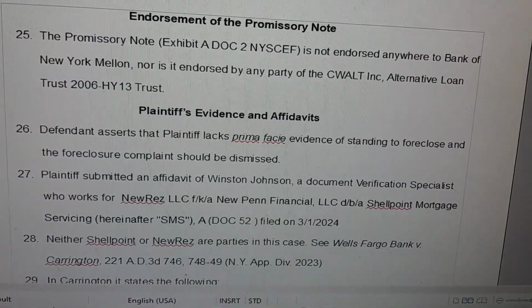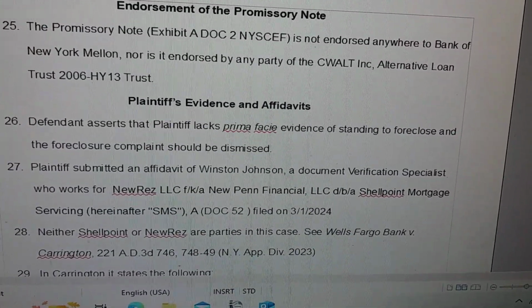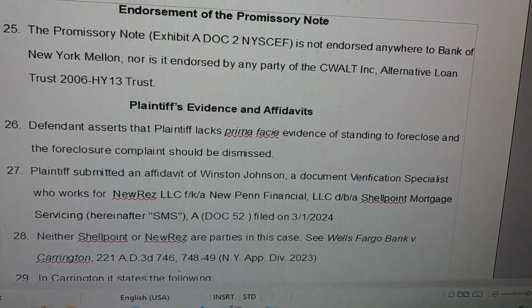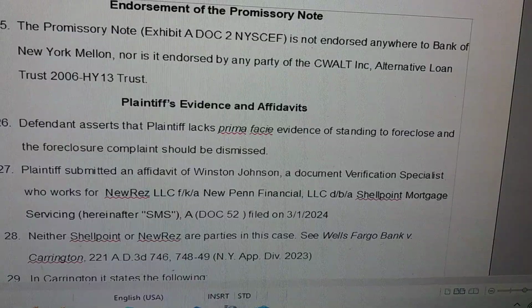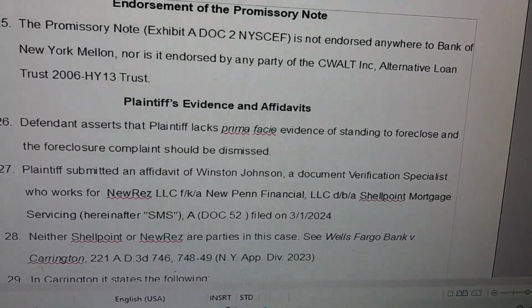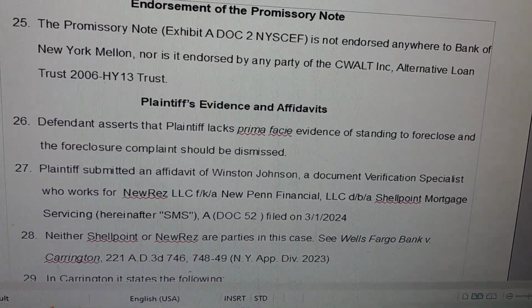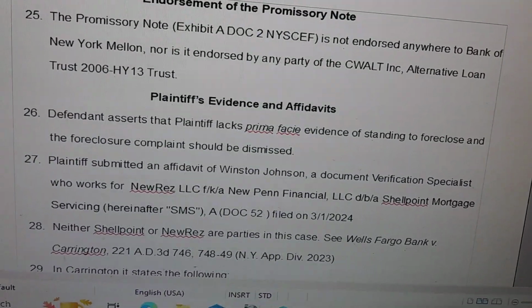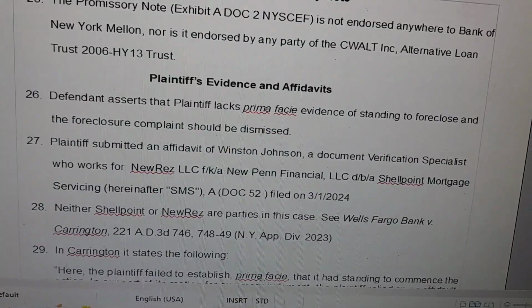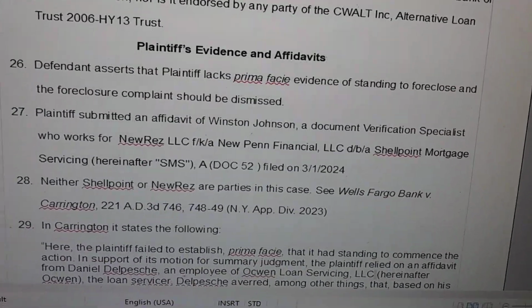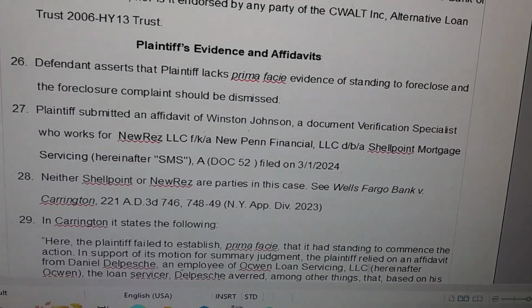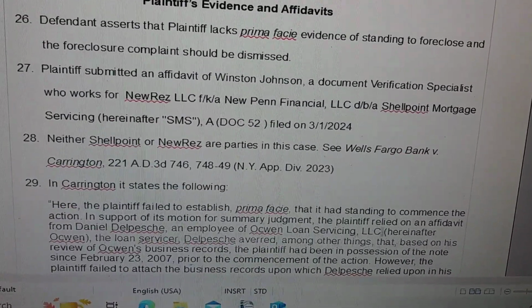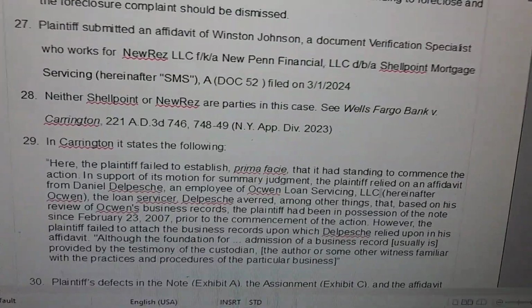Plaintiff submitted an affidavit of Winston Johnson, a document verification specialist who works for NewRez, LLC, formerly known as New Penn Financial, LLC, doing business as Shellpoint Mortgage Servicing, hereinafter SMS. Doc 52, filed on 3/1/2024. Neither Shellpoint nor NewRez are parties in this case. See Wells Fargo Bank v. Carrington. And then, of course, Carrington states the following.